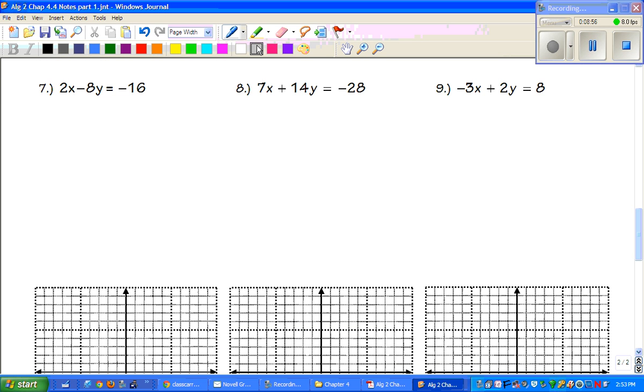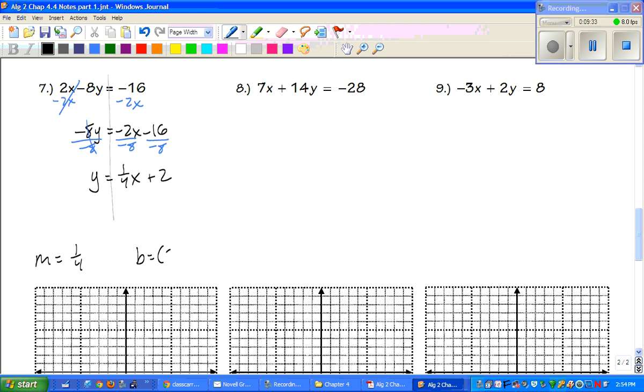So now what we have to do is it's not in y equals mx plus b. So we're going to have to go through and solve for y. So to do that, we would subtract 2x from both sides. -8y equals -2x minus 16. Divide by -8, and start reducing the fractions. 1/4 x plus 2. You need to know the slope, which is 1/4, and the y-intercept, which is 0, 2.